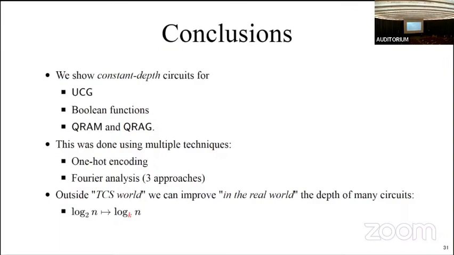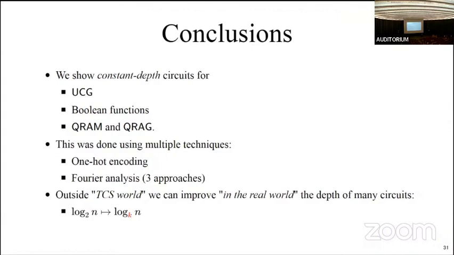Oh, perfect. So in this talk, we propose 2 types of constructions for constant depth circuits for uniformly controlled gates, which encompass Boolean functions as a subcase, and QRAM as a subcase, and QRAG can be done using the first encoding. And this was done as a one-hot encoding and Fourier analysis with Fourier expansions.